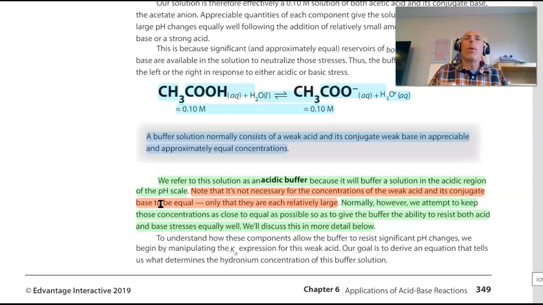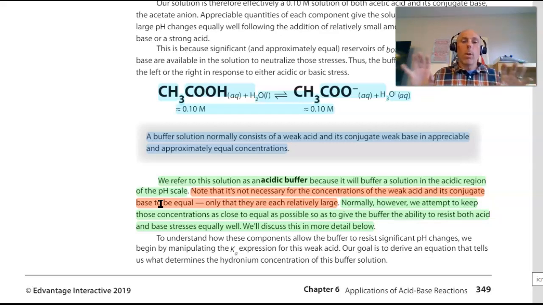The reason why we want the concentration of weak acid and weak base to be fairly similar is that then that buffer system will work equally well against a strong acid or a strong base. If the weak acid in the buffer were to be at a higher concentration than the weak base, it would buffer better against bases than acids because there's more acid in this buffer than base.